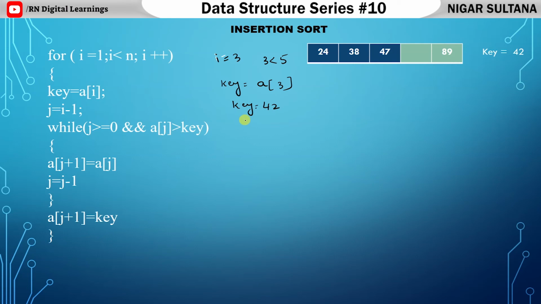Now, let's see what J is. J will be I minus 1. I is 3. 3 minus 1 is 2. Now, J starts from here and this is my I. Next, let's check the while conditions. Is 2 greater than or equal to 0? Yes, this is true. Now, let's check another condition.